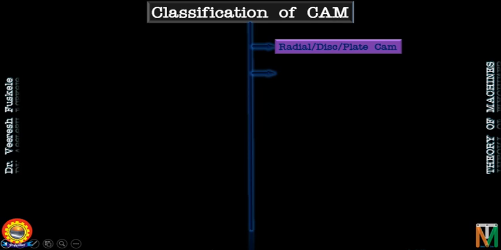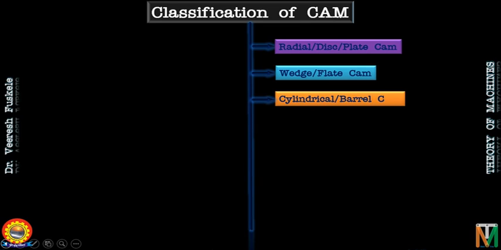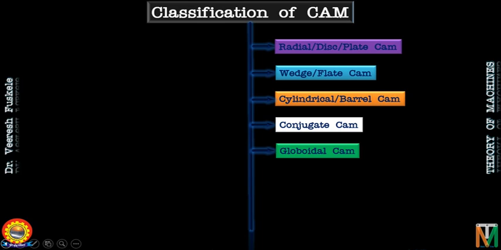And if the cam movement is translational or linear, that is linear oscillation, linear to and fro motion, then we call it a wedge cam or flat cam. Then we have the cylindrical cam or barrel cam, depending on the shape of the cam. If it is cylindrical and the groove is cut on the periphery of the cylinder, then it is a cylindrical cam. Then you have the conjugate cam. In this, two disc cams are connected together. Next we have the Lowboydle cam, depending on the shape of the cam, whether it is concave or convex.